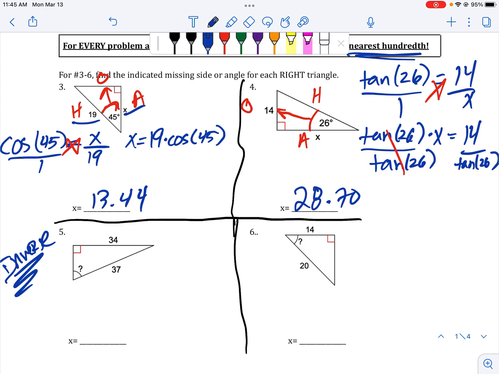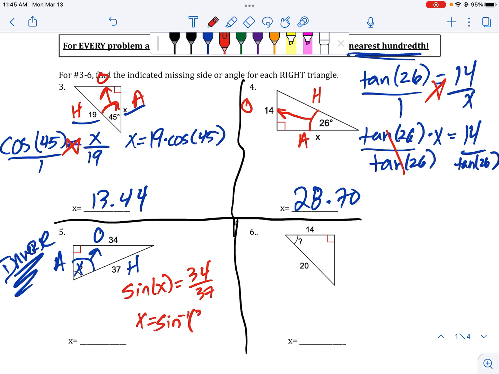Again, this is my reference angle. I'm going to call it X. This would be my opposite, this would be the hypotenuse, and this would be the adjacent. I'm using O and H, so that's sine. Sine of X equals 34 over 37. And then to find X, I use the inverse sine, just like that. How do I get that in my calculator? Just press second sine, and that inverse should come up. I use my ratio just as I see it, 34 divided by 37, and you should get 66.77.